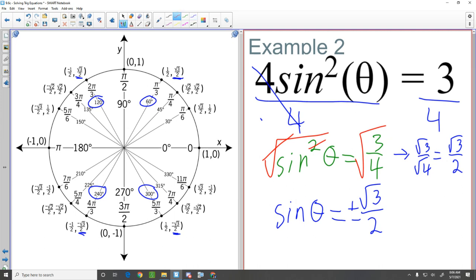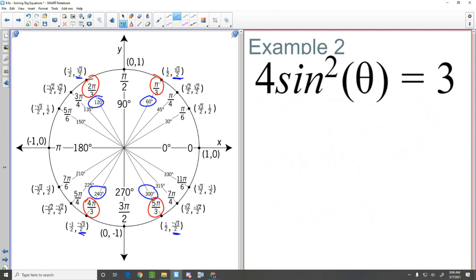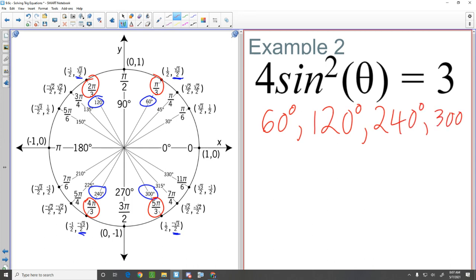Or if you did radians, pi over 3, 2 pi over 3, 4 pi over 3, and 5 pi over 3. So 60, 120, 240, and 300. Anybody have all 4 of those?